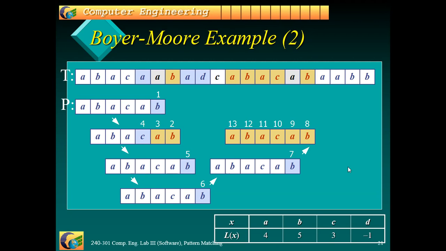There is another example given. You can see here, the text is given like this, and the alphabet set is A, B, C, D. First, you need to calculate the last occurrence table for the given pattern. This is your given pattern. So when A last occurs, it is 0, 1, 2, 3, 4. So 4, B is 5, C is 3, D is -1, as with the pattern that was discussed before.